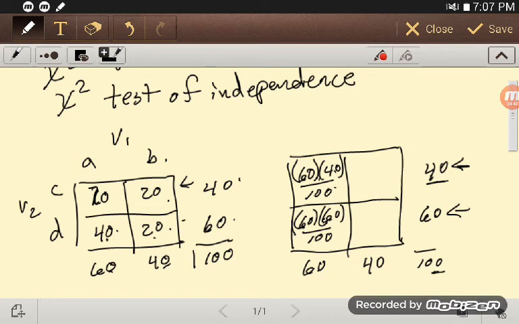So you see what you do is you just look for this box right here, you look at what row it's in, what column it's in, take those two numbers, multiply them together, so 40 times 40, divide by the total. And so we'll have here 40 times 60, divide by the total.